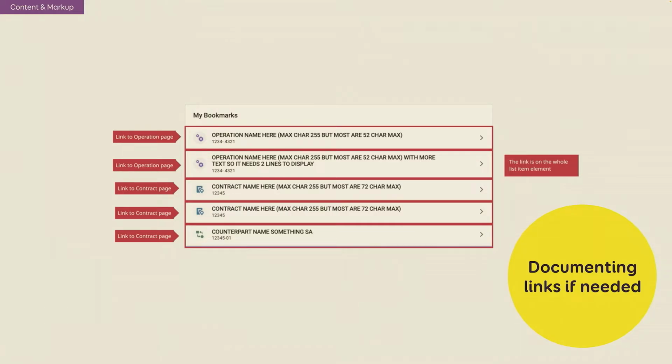So if you have complex elements and you need links wrapped around them, it can be good to document or at least communicate with the developer where is the link supposed to be. And you don't need to document that in design documentation. You can also just put it in a Jira ticket, something like that.